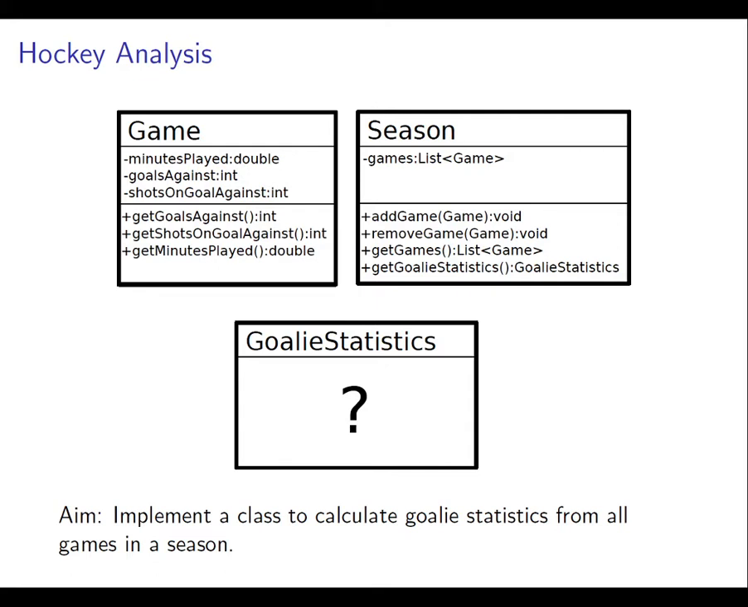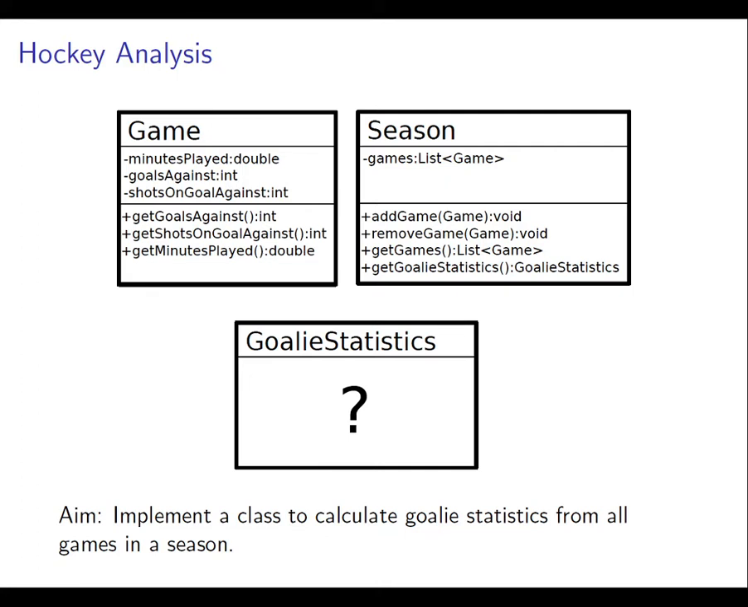So we've got a game class which records data like the number of minutes played in a game and the number of goals scored against the goalie and the number of shots against the goalie. And we've got some getters which can get that information. And then objects of that class are put together into seasons, and so our season class has as private data a list of games, and it has some methods for manipulating that list.